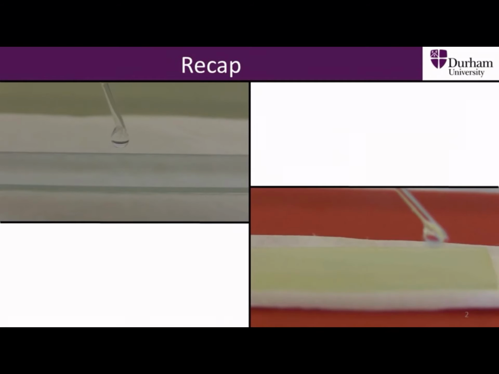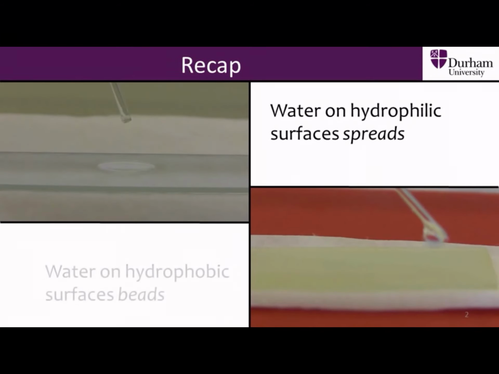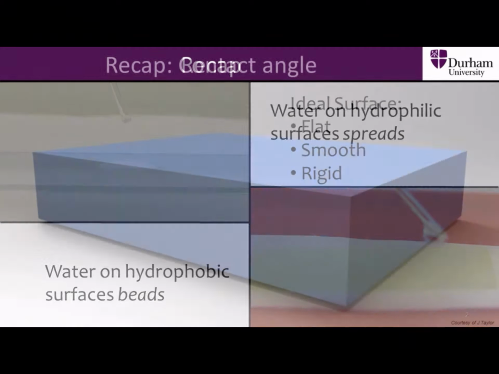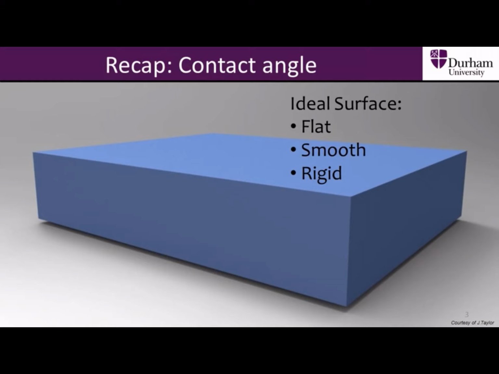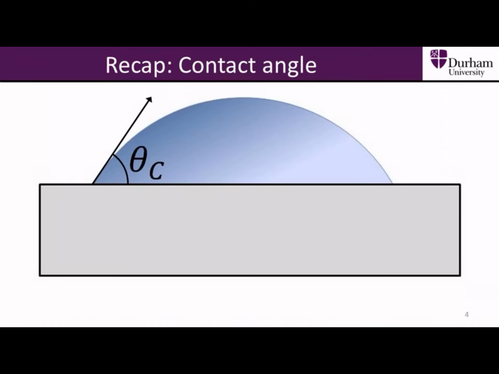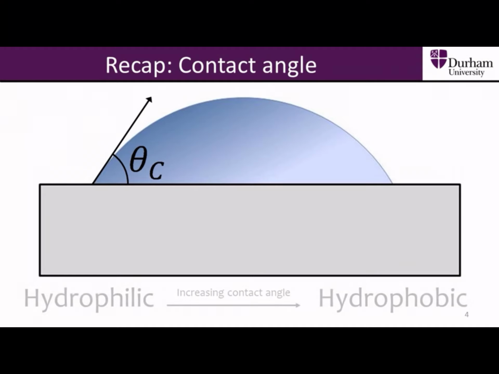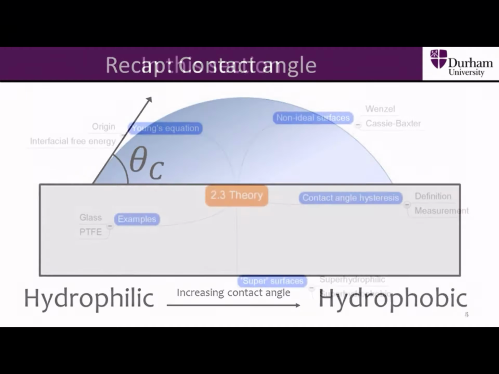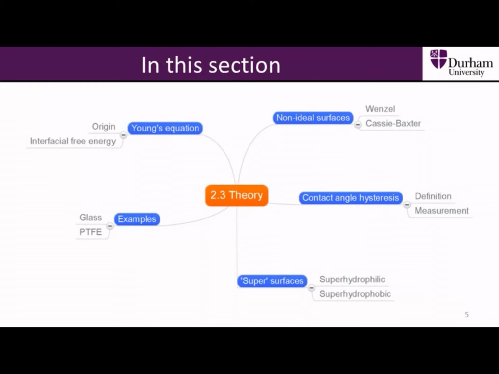In previous sections, we have learnt that water spreads on hydrophilic surfaces and beads on hydrophobic surfaces. We defined ideal surfaces as well as the contact angle of water, and said that contact angles were a measure of spreading or beading of water on a surface. Here is a mind map of the topics we will cover in this section. Let's begin by looking at Young's equation.